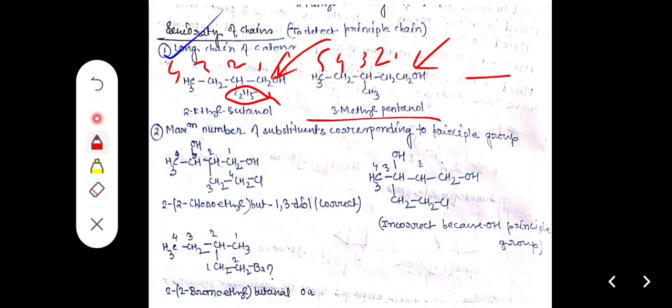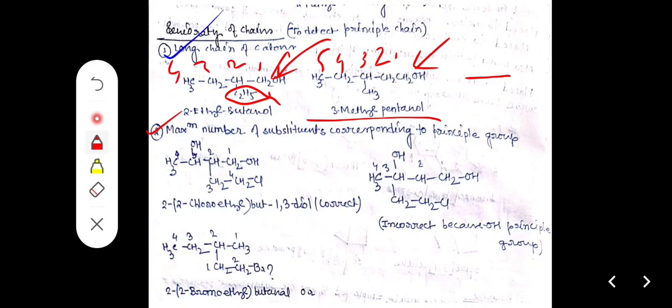So the name is 3-methylpentanol. Okay. The next rule is the maximum number of substituents corresponding to the principal group. In the chain we choose as the principal chain, there should be the maximum number of substituents present.